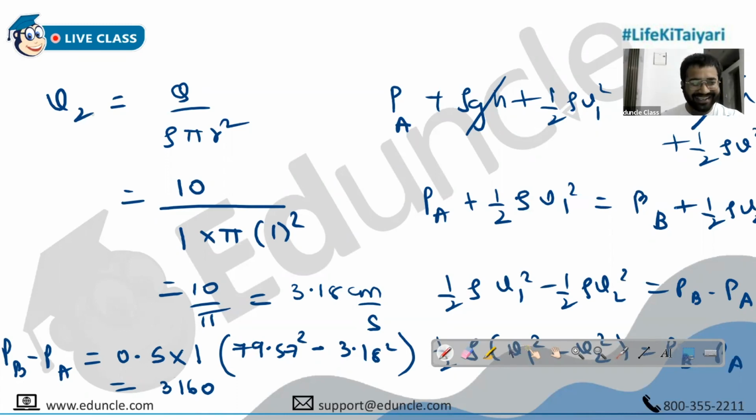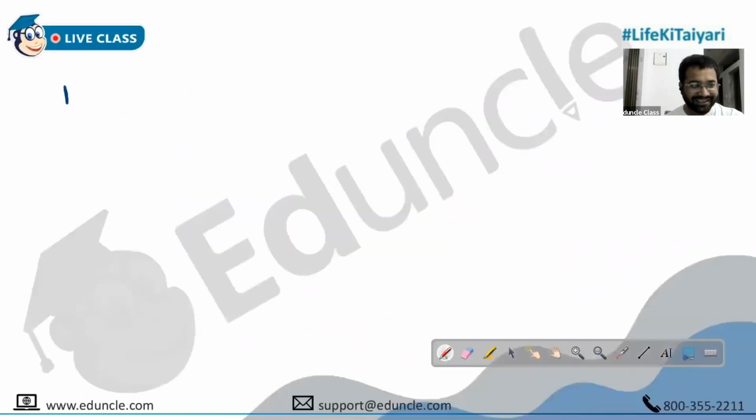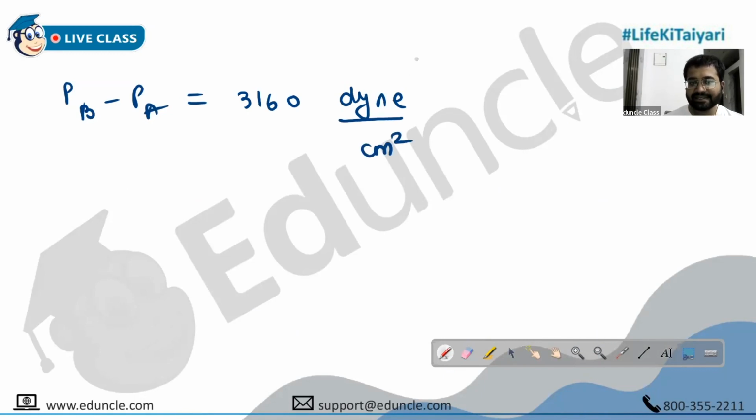So what do we have? PB minus PA, which is 3160. Pressure is force upon area. Force is Newton, but in CGS it is dyne. And the area is meter square, in CGS it is centimeter square. Listen now, people. In the exam, if you get confused in CGS units and don't recall them, just remember the most fundamental formula and derive it. Why do you need to guess whether it is bar or this? Take a deep breath. Remember the fundamental formula of pressure: force upon area. You know Newton, so you know it will be dyne.